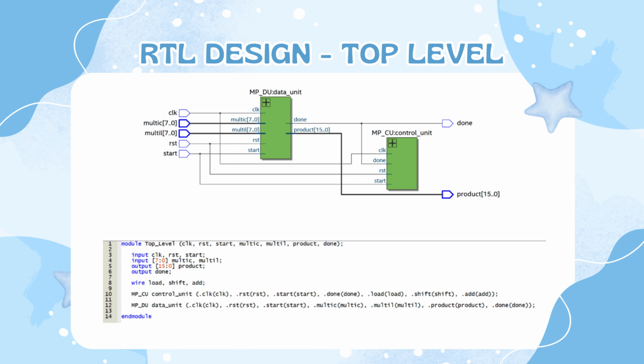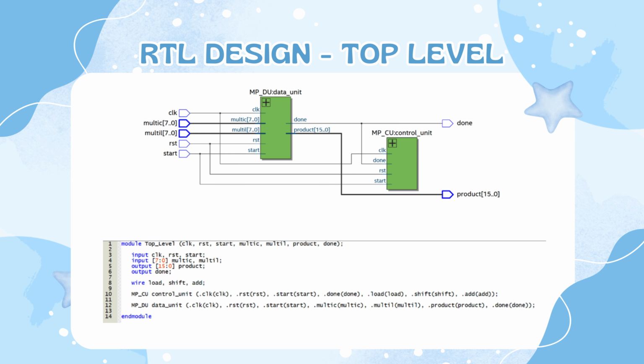The multiplication process is controlled by two submodules. The control unit generates control signals to manage operations like loading, shifting, and adding. The data unit performs the actual multiplication using a shift and add method and stores the result in the product register. When the start signal is received, the control unit initiates the multiplication.